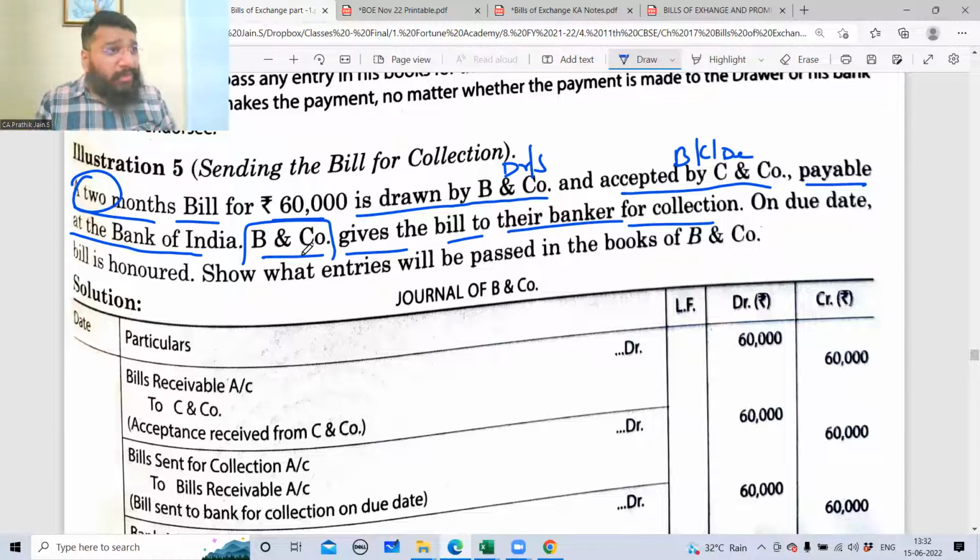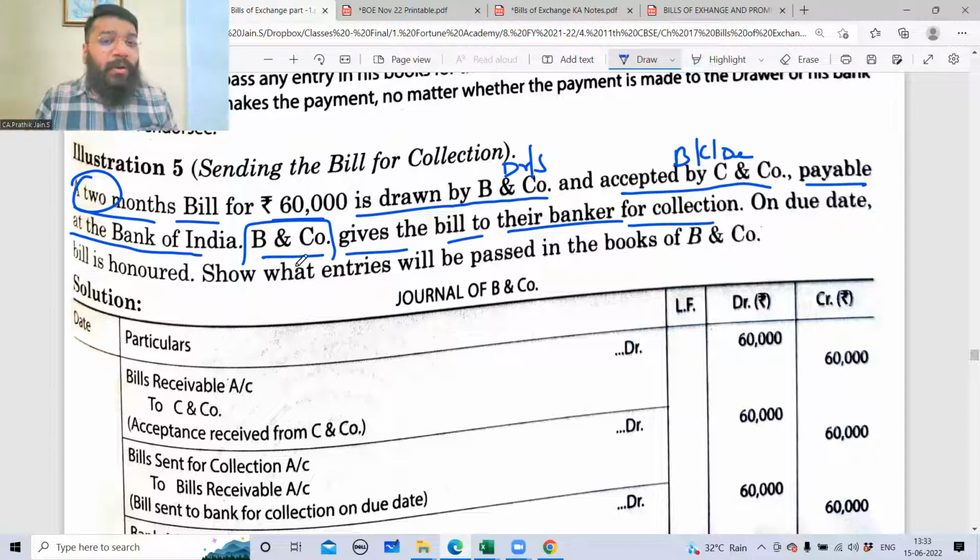Banker says, do I look like a servant to you? Why will I do this free of cost? B and Co says, don't do it free of cost. Whatever service you're giving to me, take a service charge for that. You charge whatever you want to charge.